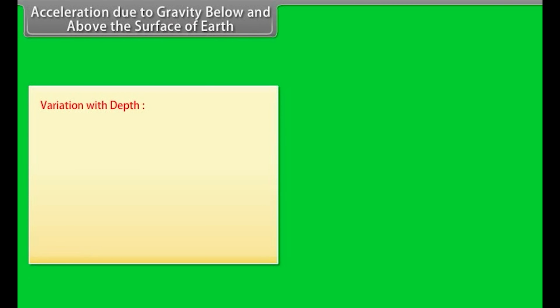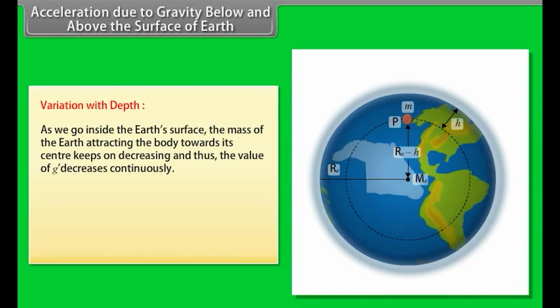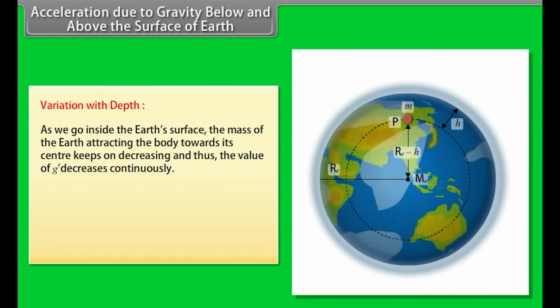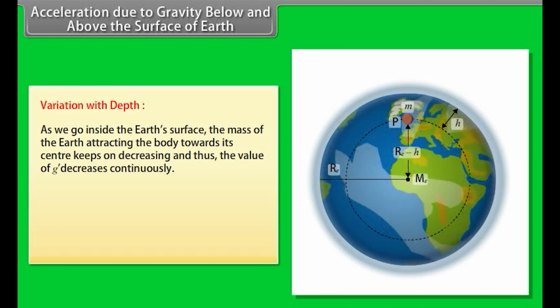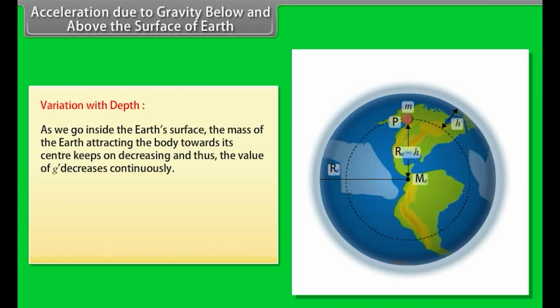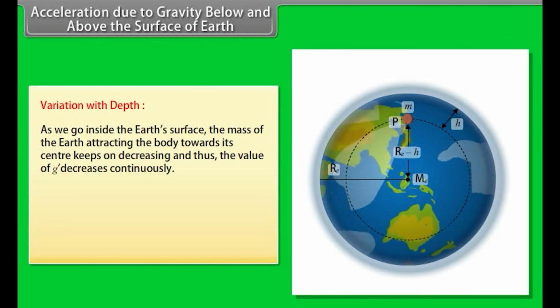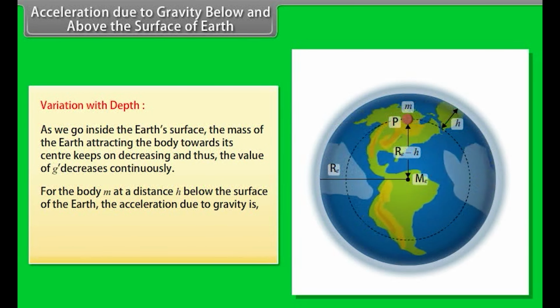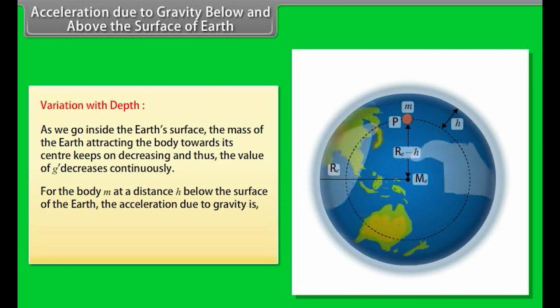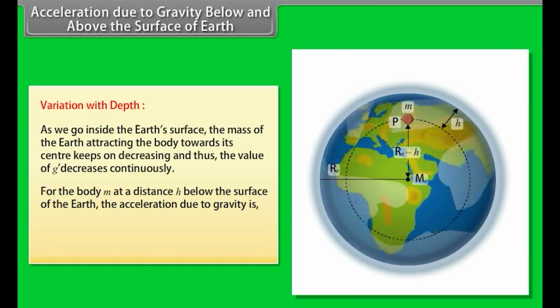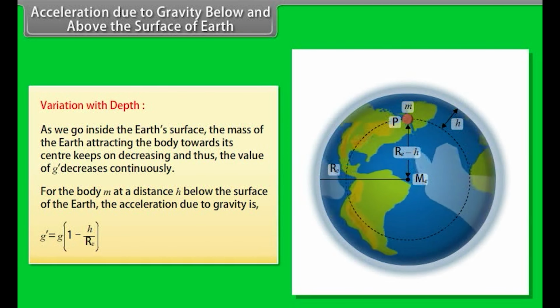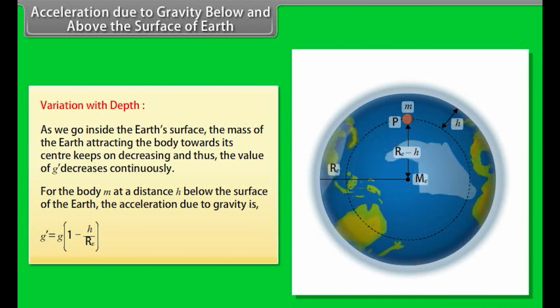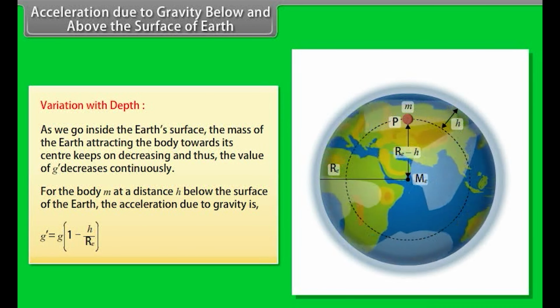Variation with depth. As we go inside the Earth's surface, the mass of the Earth attracting the body towards its center keeps on decreasing, and thus the value of g decreases continuously. For the body m at a distance h below the surface of the Earth, the acceleration due to gravity is g' = g × (1 − 2h/Re).